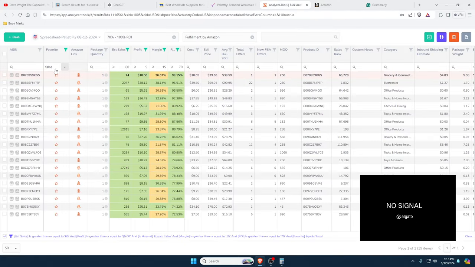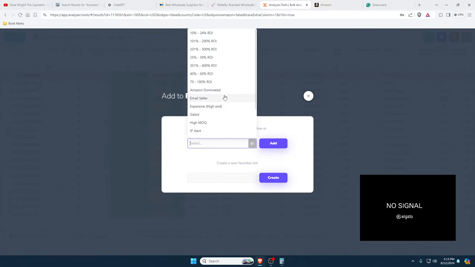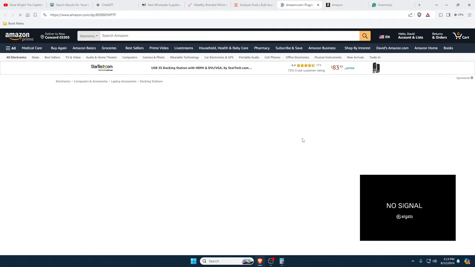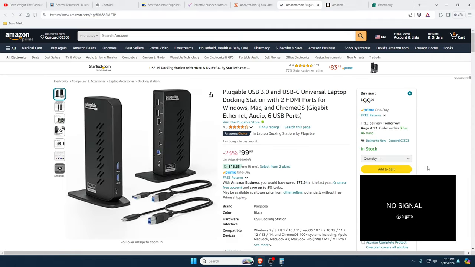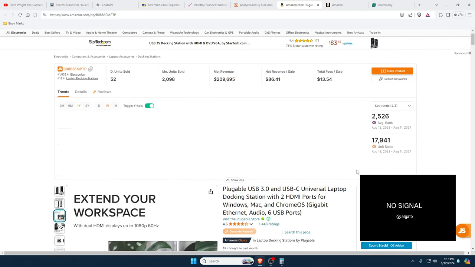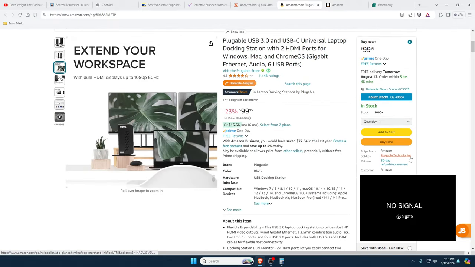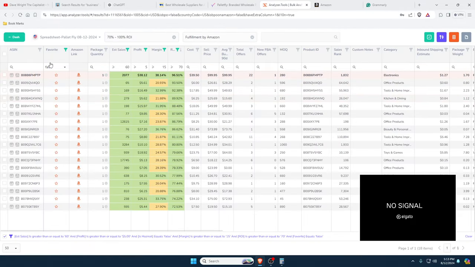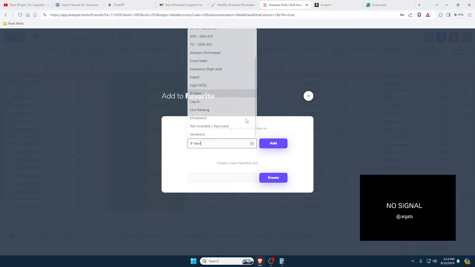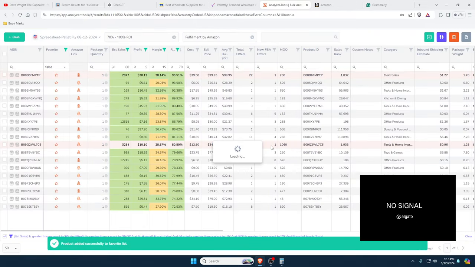This is a breakable, not interested, and it's a variation. So let's drop that down. We have an electronics. Okay, so this could be good. They're a little expensive. It's sold by Plugin Store and it's sold by Plugin Technology. So I'm going to put that as an IP complaint. Let's go to the next.